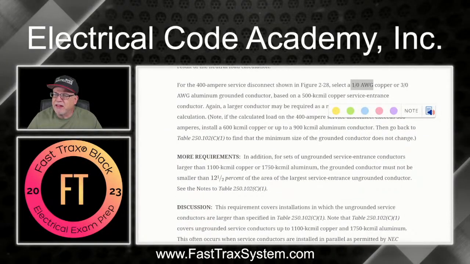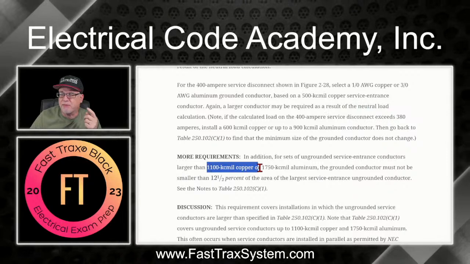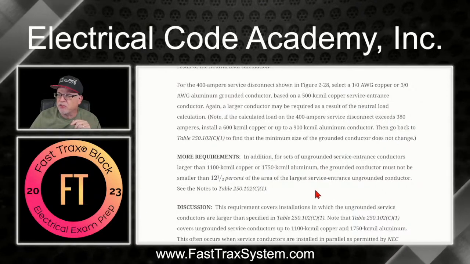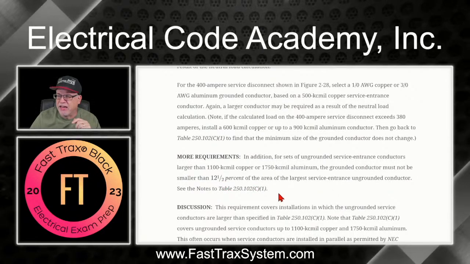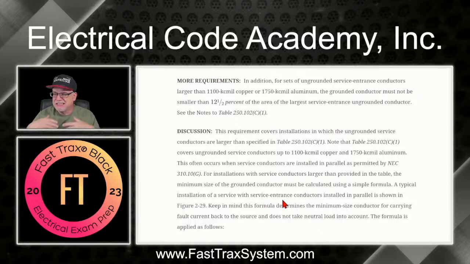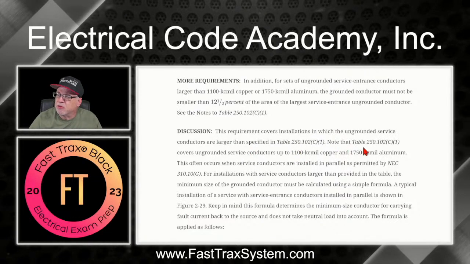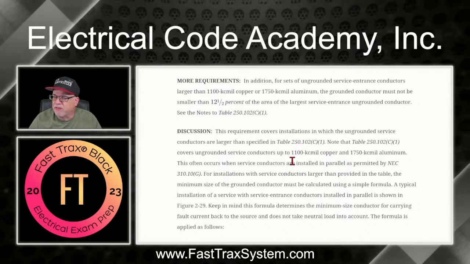So more requirements, it says, in addition, for sets of ungrounded service entrance conductors larger than 1100 kcmil copper or 1750 aluminum, the grounded conductor must not be smaller than 12.5% of the area. We talked about that. So we'll do an example here or illustrate that, and maybe I'll give you a mental picture. Now, this requirement covers installations in which the ungrounded service conductors are larger than specified in this table. That's when this kicks in. Note that Table 250.102(C)(1) covers ungrounded service conductors up to 1100 kcmil copper and 1750 aluminum.